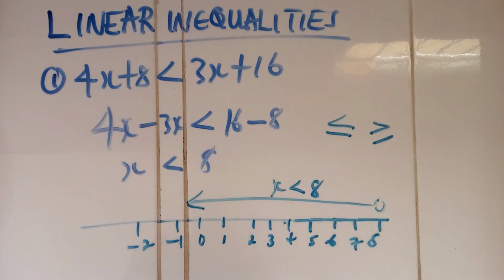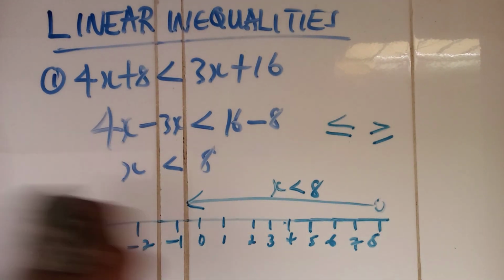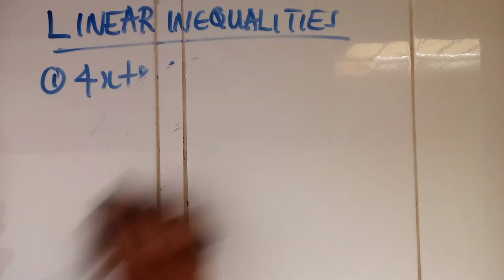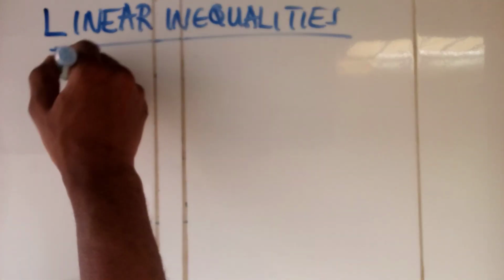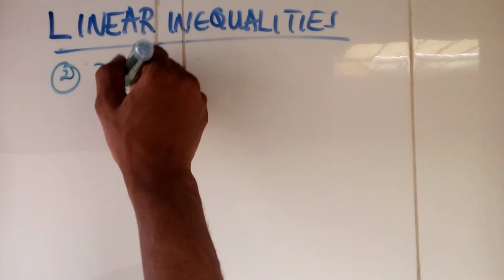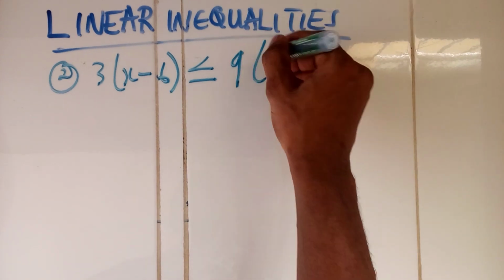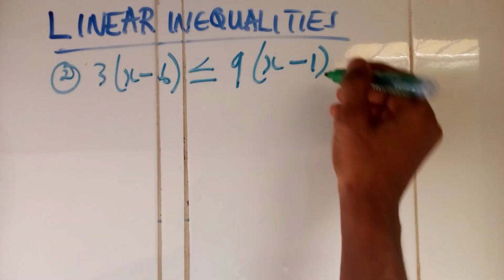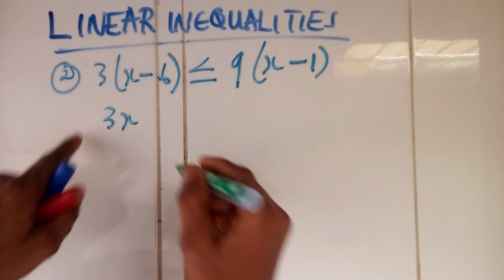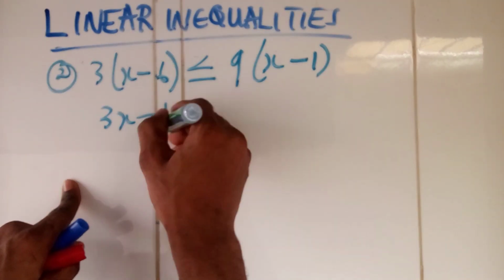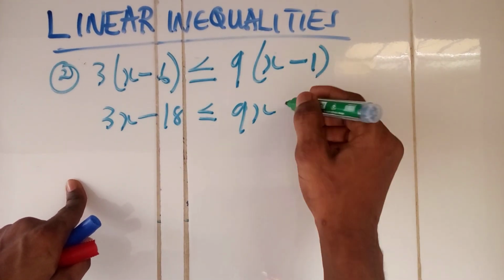So let us look at another example. This is the second example under inequality. Example 2, simplify or solve and show the result: 3x minus 6 less than or equal to 9 into bracket x minus 1. So I want to expand the bracket, the normal way we solve equations. 3 times x will give you 3x. 3 times negative 6 is negative 18, less than or equal to 9 times x is 9x. 9 times negative 1 is negative 9.